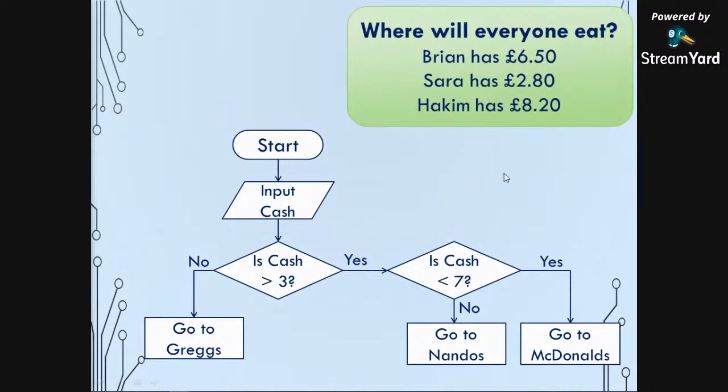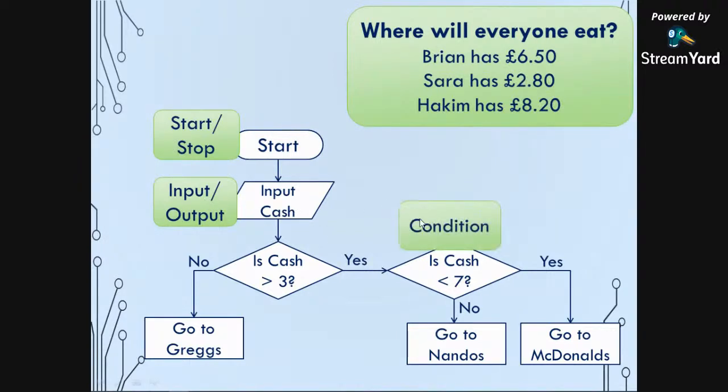Right, I'm going to show you the other one as well. So hopefully you've worked that one out. And then one of the things I want to talk about as well is the idea that we have this shape here to show our start and stop. We have this shape here to show our input. And in this case, it's an input, isn't it? Input or output. Okay. Here we have our condition or our decision, which is asking a question: is cash less than 7? And then here we have our process, which is saying, do this, go to Greg's. Okay.